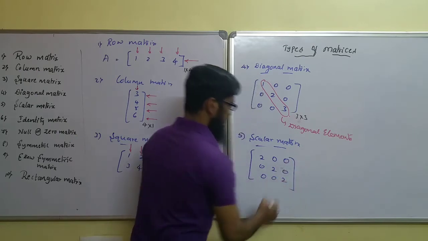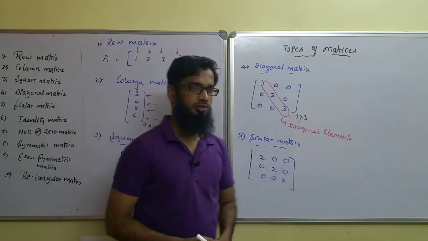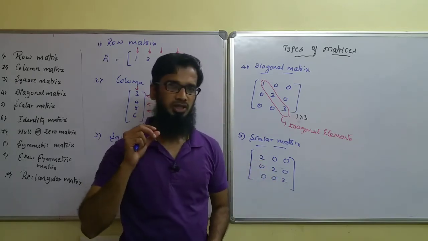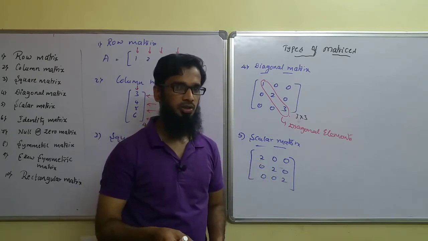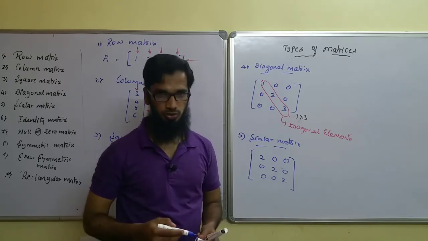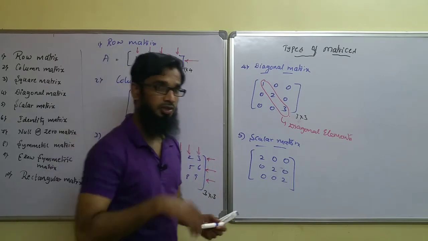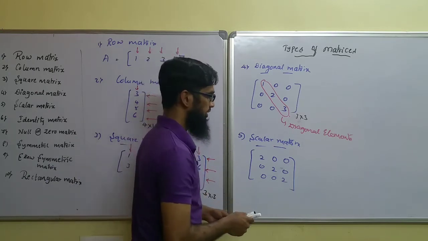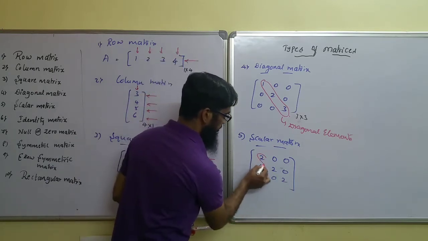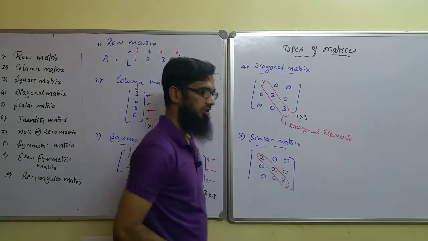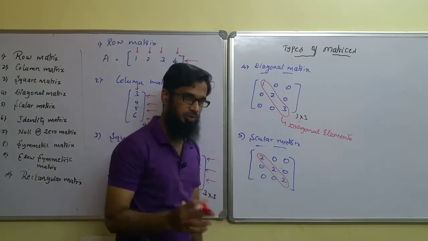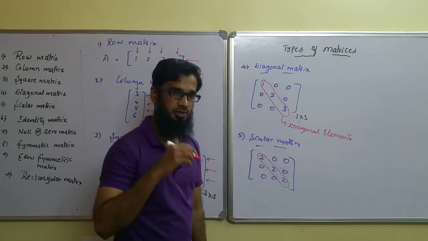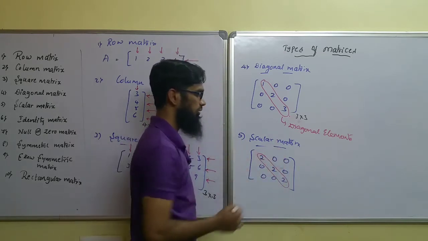Now in this matrix you can see these are the diagonal elements. If the diagonal elements are the same and the non-diagonal elements are zeros, in that condition that matrix is said to be a scalar matrix. The diagonal elements are the same and the non-diagonal elements should be 0, then that matrix is called a scalar matrix.